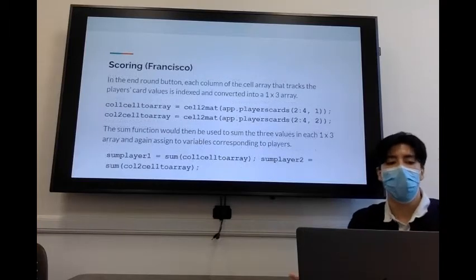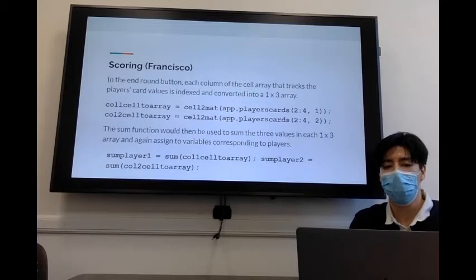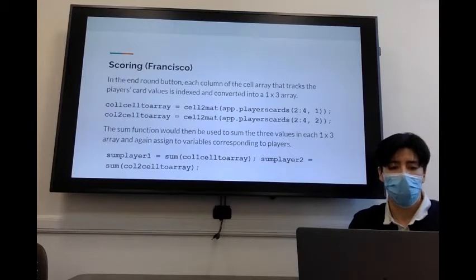For scoring, in the end round button, each column of the cell array that tracks the players' card values is indexed and converted into a 1 by 3 numeric array. Each 1 by 3 array corresponds to a player, with the variables being named player 1, player 2, etc. The sum function would then be used to sum the 3 values in each 1 by 3 array, and again assign variables corresponding to players. These variables would then be used to determine the winner of the round, given that the winning player's variable is less than 21 but greater than any of the other players.